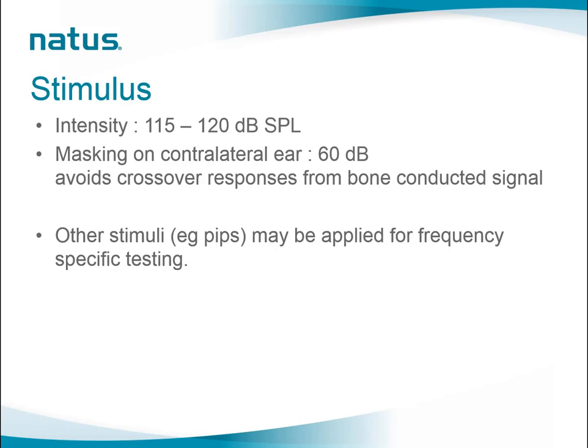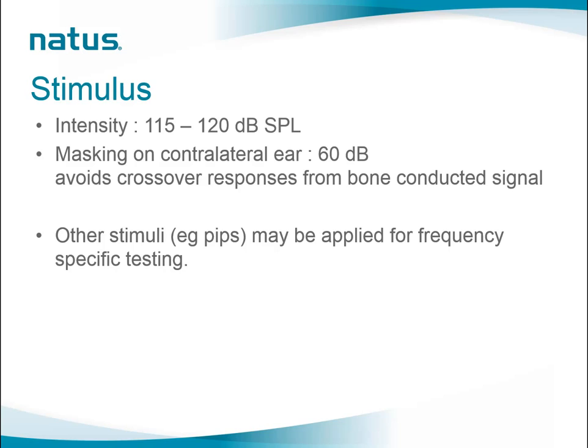Regarding intensity, the ACNS recommends to stimulate between 115 and 120 decibels SPL and apply a masking noise such as white noise on the contralateral ear of 60 dB below the stimulus intensity. The use of masking allows to avoid responses that might be conducted through the bone. So masking will be really helpful to get proper responses.